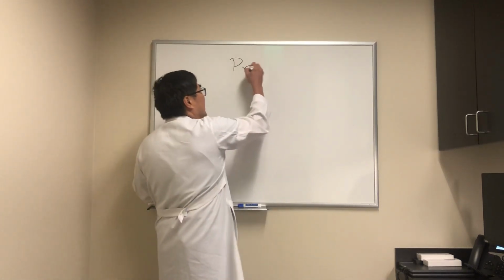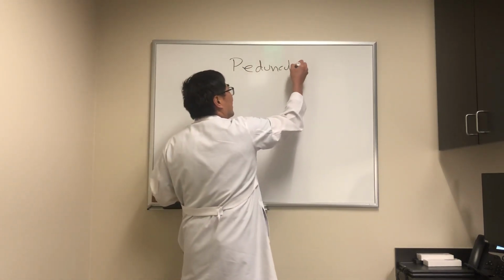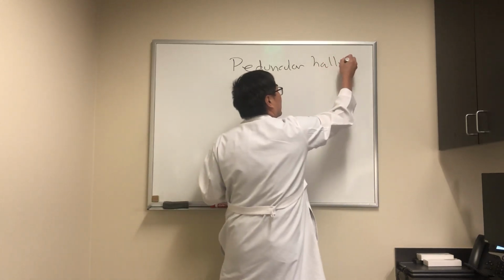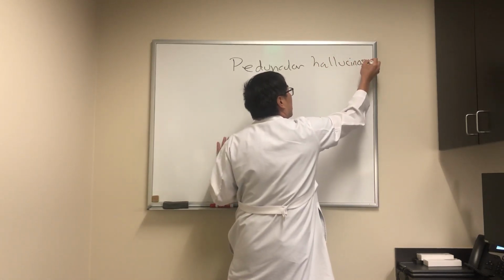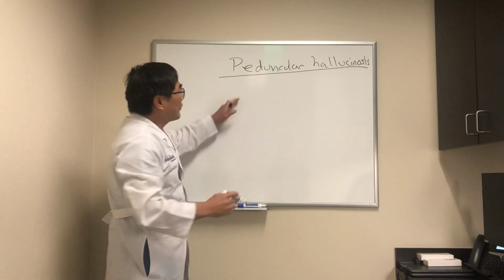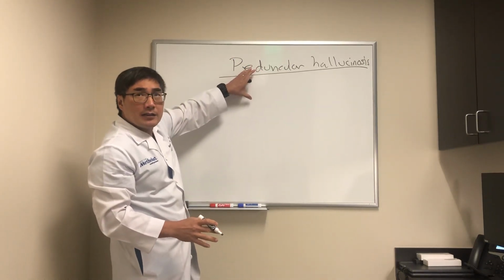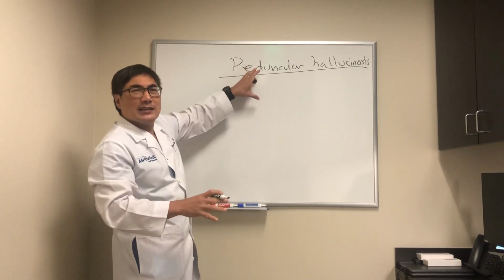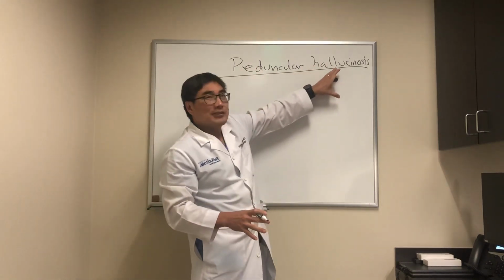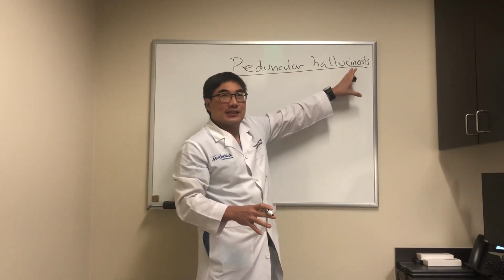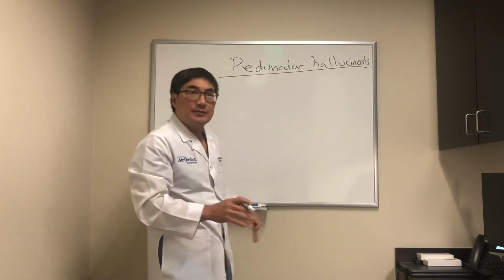So today I'm going to tell you a little bit about peduncular hallucinosis, which is a very strange sounding term. However, it does help us understand where the lesion is. It's a cerebral peduncle, even though it's really not the peduncle that's involved. And it's a hallucination, but it's a weird kind of hallucination, so it's a hallucinosis.